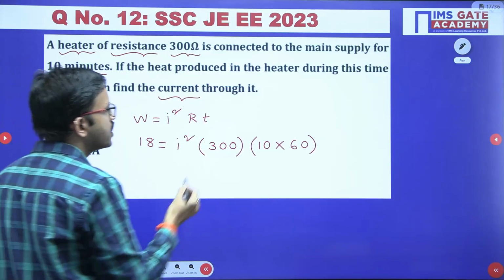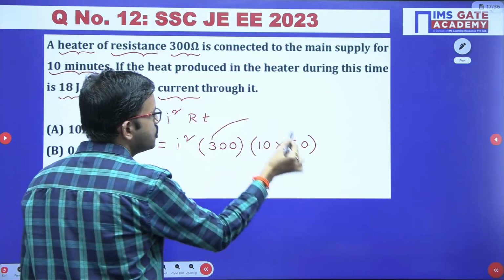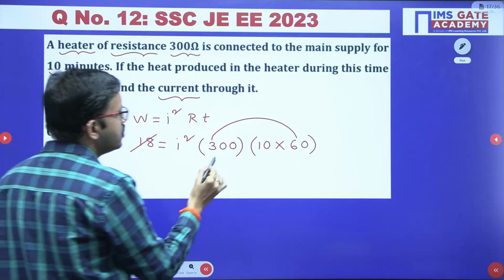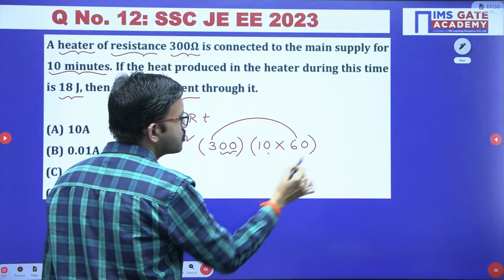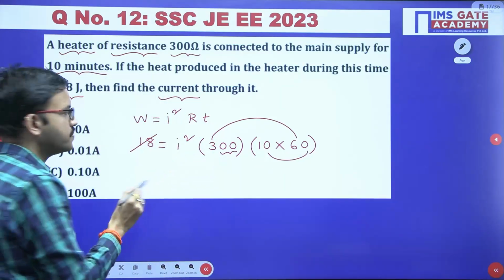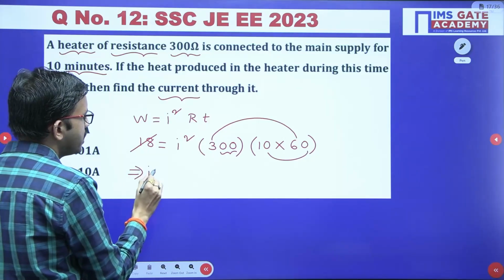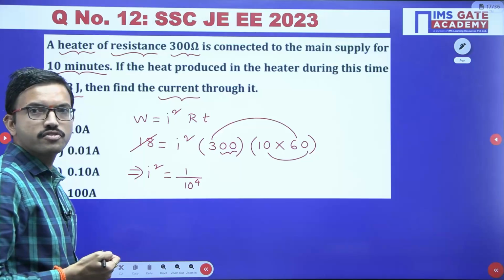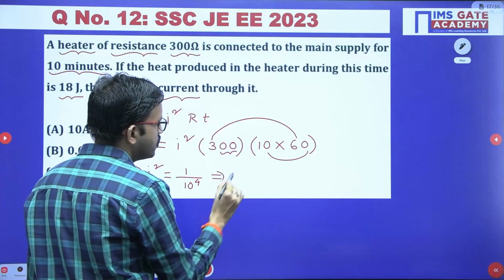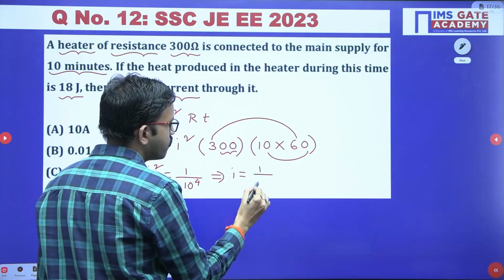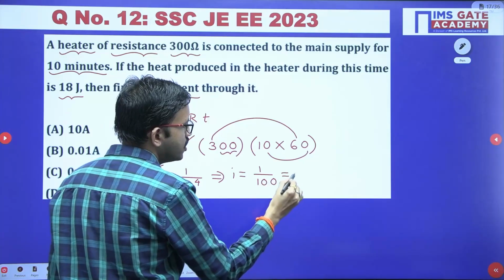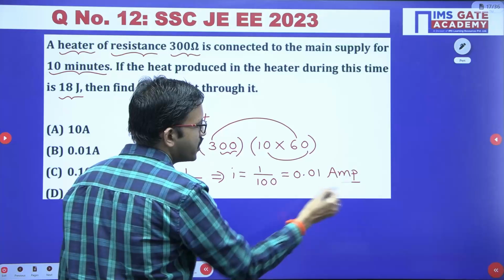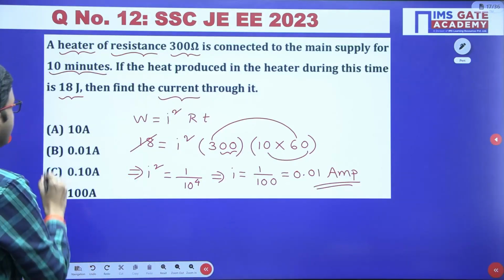Now you can observe here 3 into 6 is nothing but 18, so the 18 will get cancelled. Then here you have 100 and here also 100, together 10 power 4. So I am writing I square equal to 1 by 10 power 4. Just apply the square root on both sides: I equal to 1 by 100, that is equal to 0.01 ampere. So here you have option B.